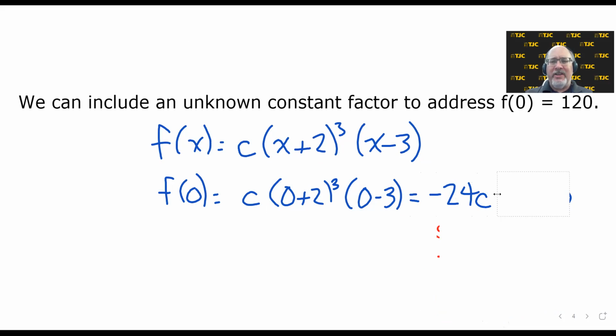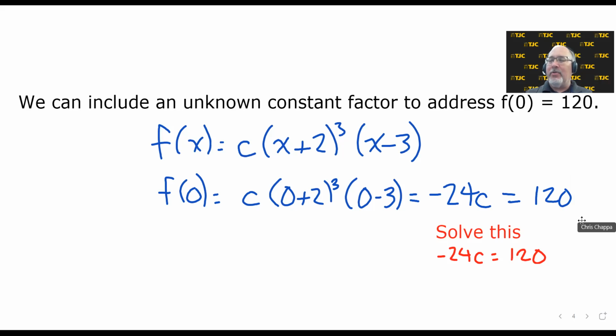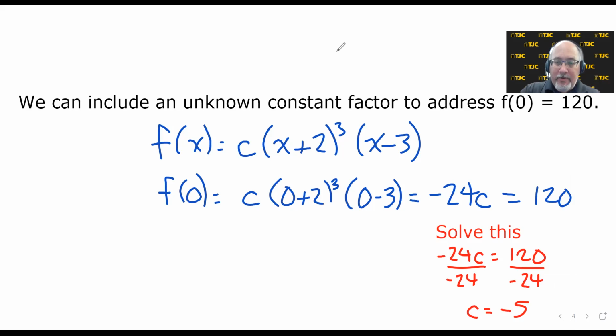But what number do we want to get out of here? What we want to get out of here is 120. And so the only way it's going to be 120 is if we solve -24c is equal to 120, and that'll tell us what the missing constant factor is. All we have to do is divide both sides by -24, and we get c equals -5. So what does this mean? This means that -5 is the number that should go right there.